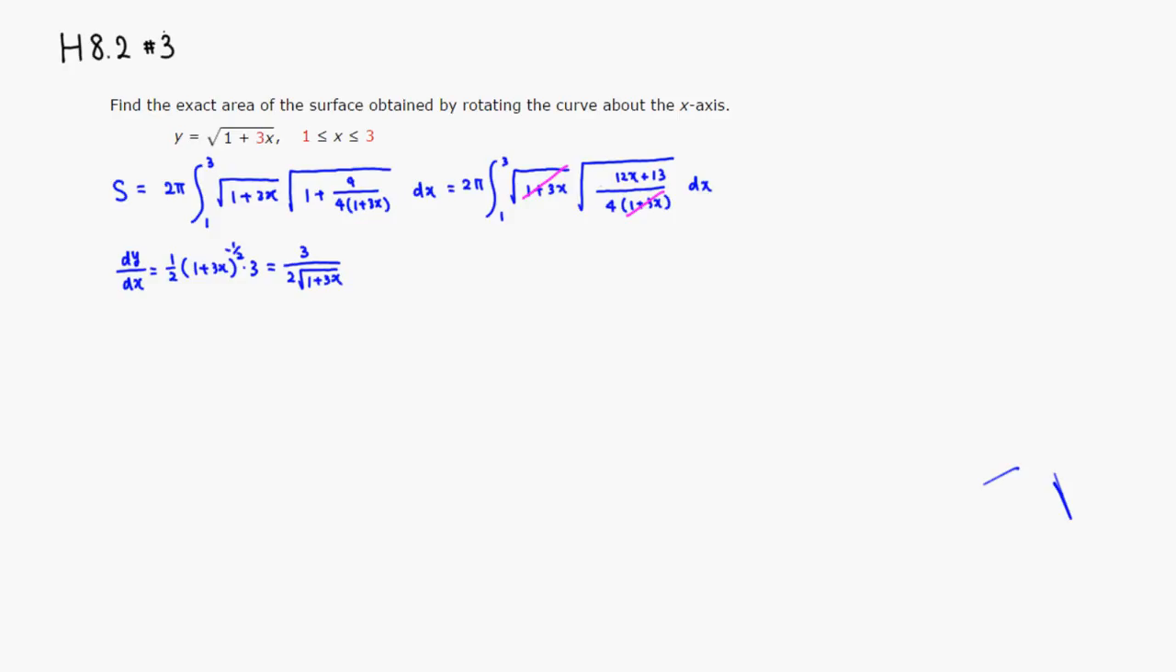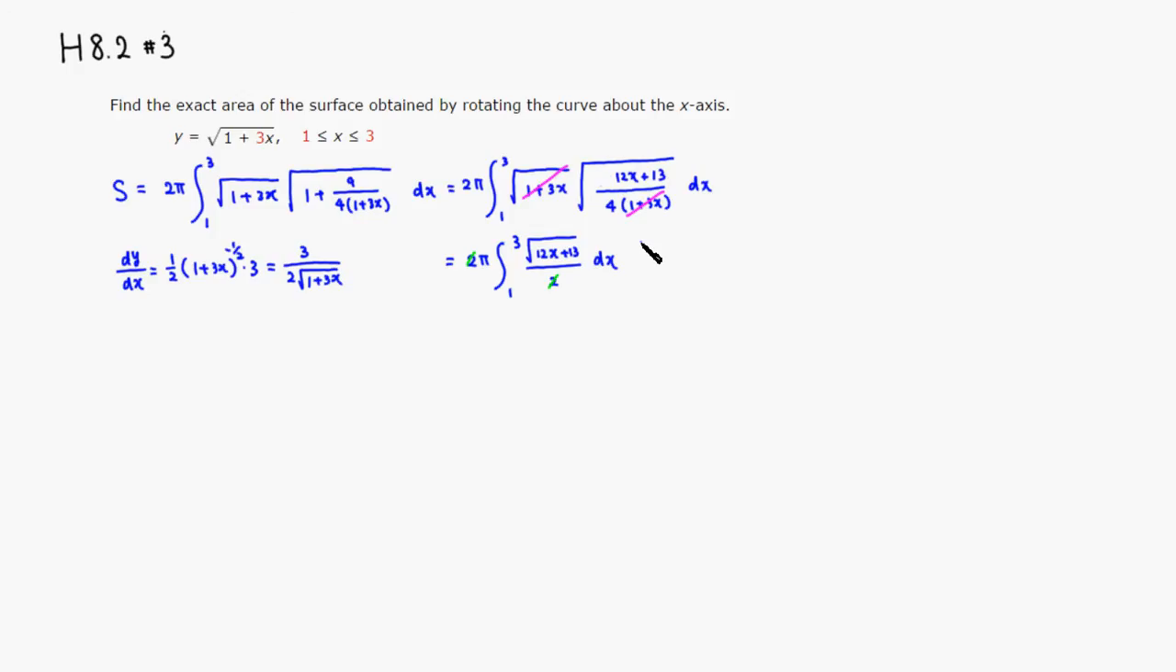Let's see, I'm going to clean this up a little bit. So it looks like we're going to have simply 2 pi integral from 1 to 3. The square root of 4 is 2, so 2 on the bottom. And then you have a square root of 12x plus 13. So we can cancel the 2 on top and the 2 on the bottom. And I forgot to put the dx there.